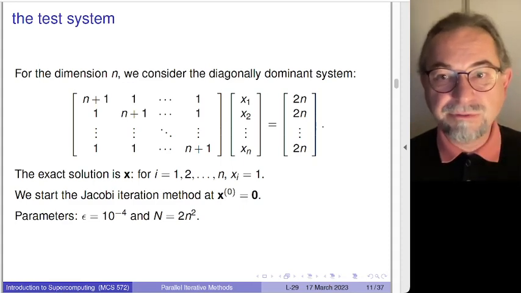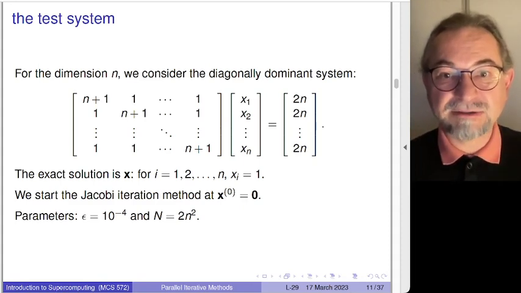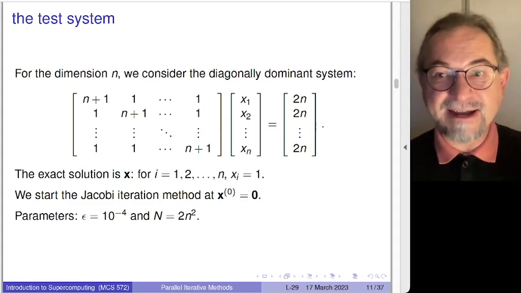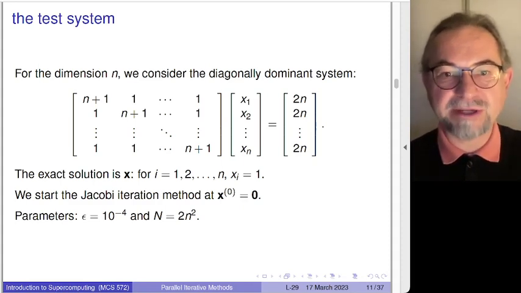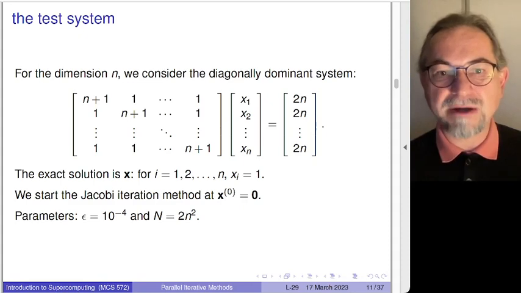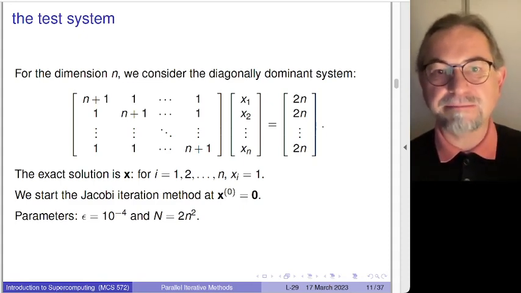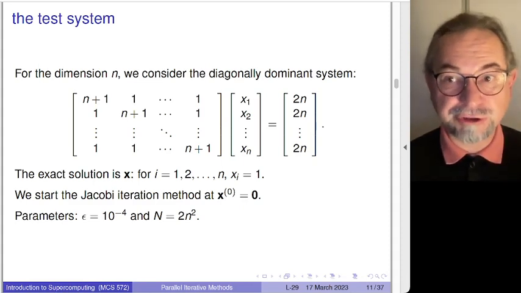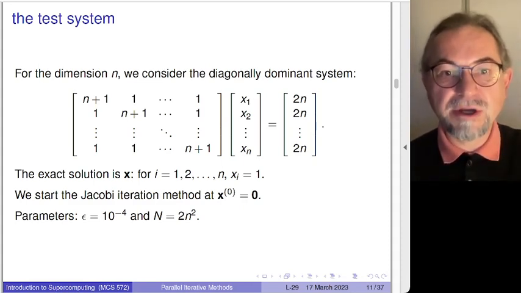The matrices that we use need to be diagonally dominant. Here is one way to construct diagonally dominant matrices with exact solution. We start with a matrix of all ones, and we add the dimension to the diagonal. Then you can see that the sum of the off-diagonal elements is n minus 1, and the diagonal element is n plus 1. So we satisfy the condition that the matrix is diagonally dominant. The right-hand side is computed such that the exact solution is a vector of all ones. So this gives us a very nice test problem.